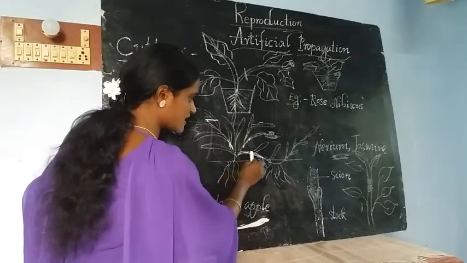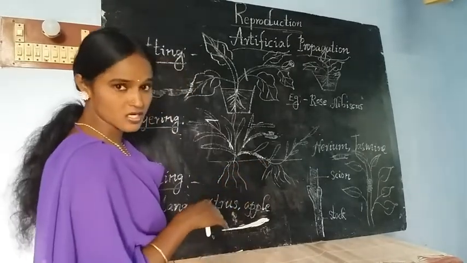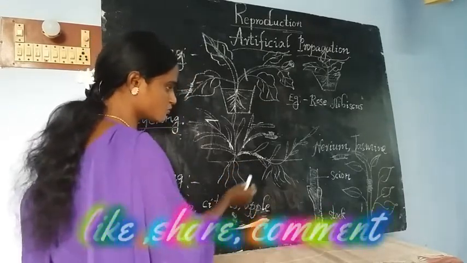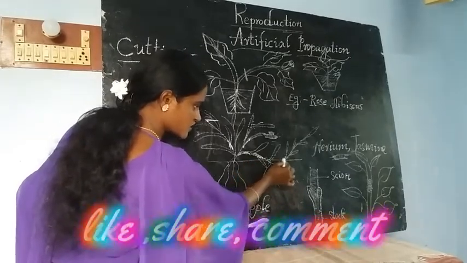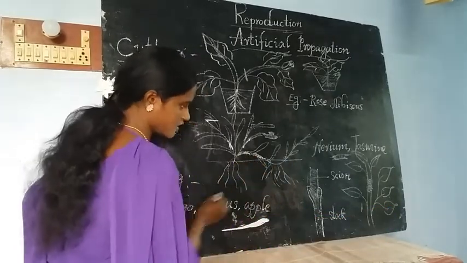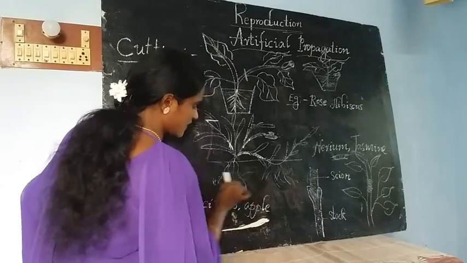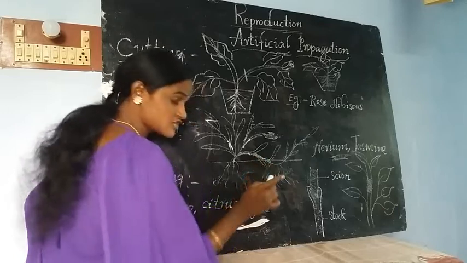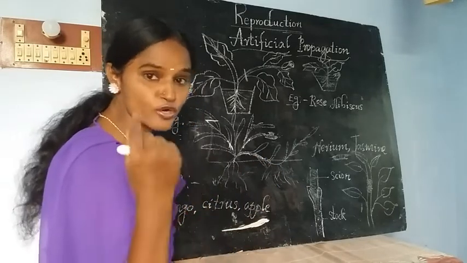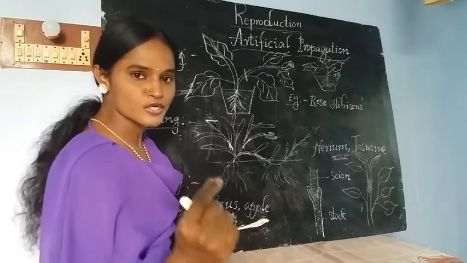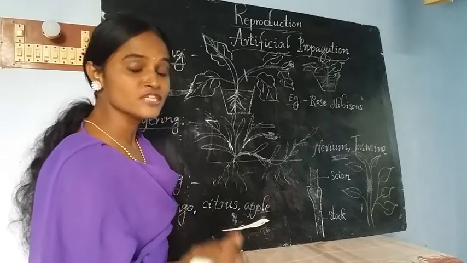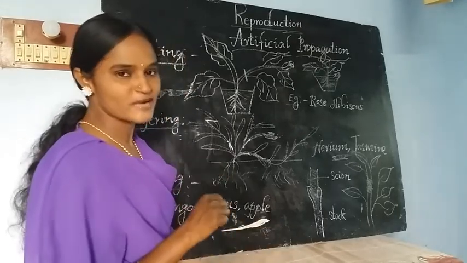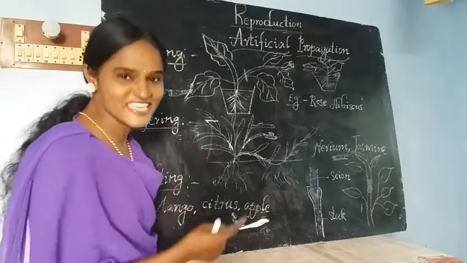We need to select a branch which is very low, very near to the earth, and bury a small part of that lower branch in the soil. If you imagine the soil, you select a small lower branch, and that branch must contain at least one or two nodes. A branch having one or two nodes, very near to the soil, is what we select for the process of layering.